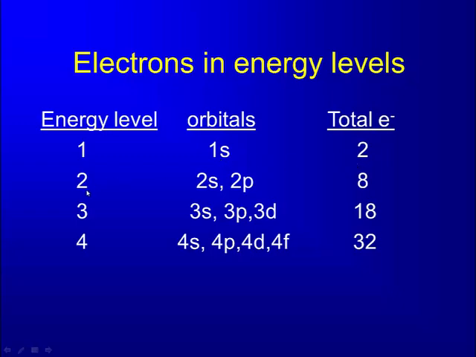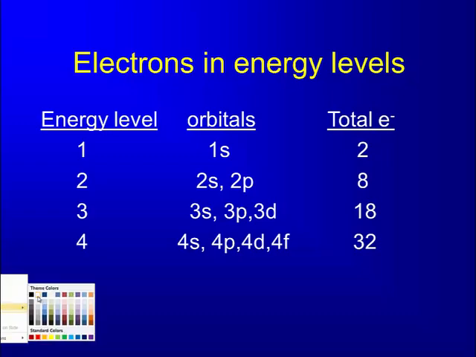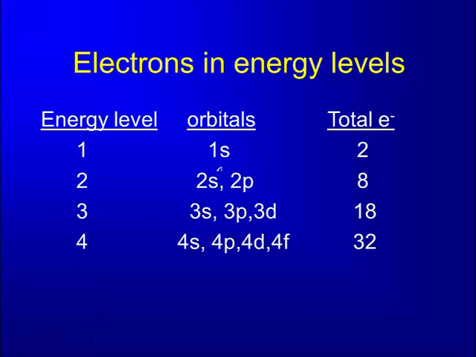We go a little bit further out. We have the second energy level. Look how it repeats. We have a 2s orbital and we have a 2p. If we remember, this 2s can hold a total of 2 electrons, and this 2p can hold a total of 6 electrons. So you add them together, that's where we get our 8 electrons.